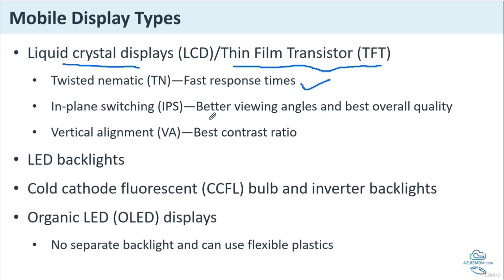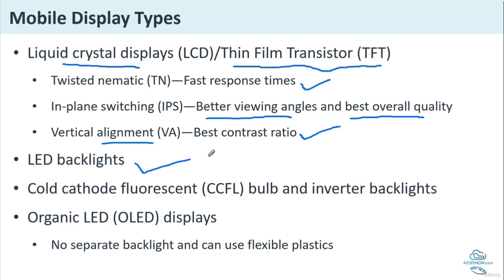In-plane switching, IPS, is for better viewing angle. So when you see this screen from any angle, almost around 270 degrees as well, you will see a better view of the screen. It has the best contrast ratio and it can also be vertically aligned.